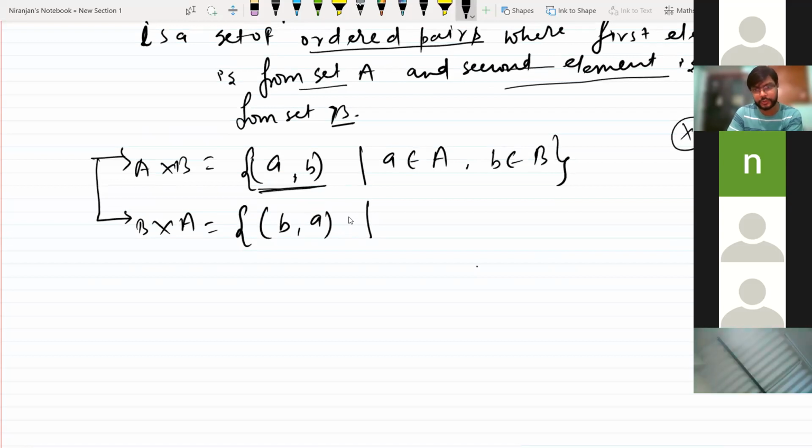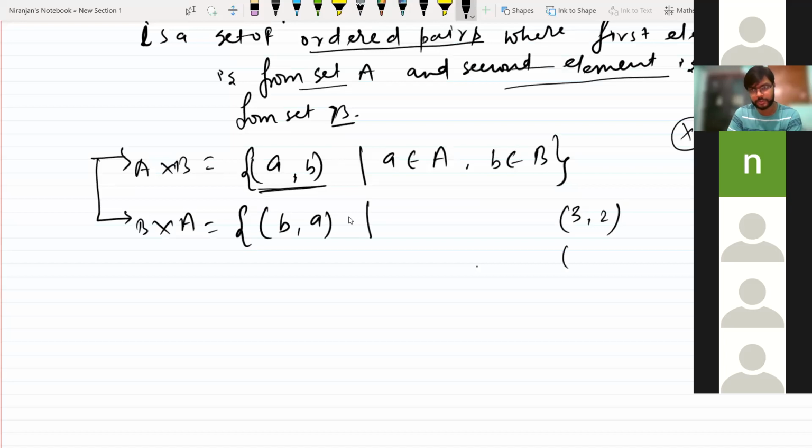Now, if you write 3 comma 2 and you write 2 comma 3, are these two same or not? No, they are not. You got my point? All of you understood it. So what he said was right, but he missed one thing, this ordered pair part. If A equals B, then A cross B and B cross A are equal.